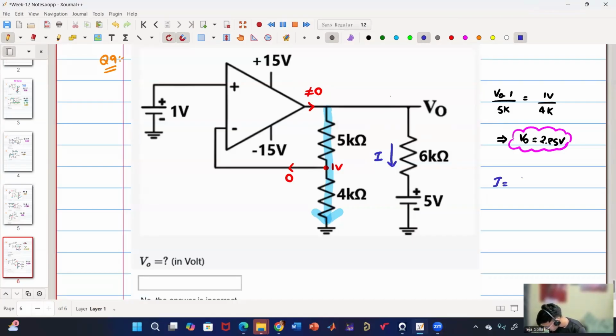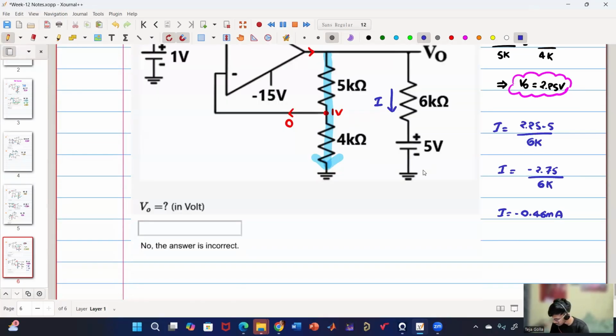I is nothing but 2.25 by minus 5 by 6k, right? So I is nothing but minus 2.75 by 6k. So how much are you getting? Minus 0.4. Shamita, how much did you get? Minus 0.46 milliampere. Okay, 46 milliampere. So I hope everyone is getting the same answer. Yes, sir. Okay, Nandini says yes.